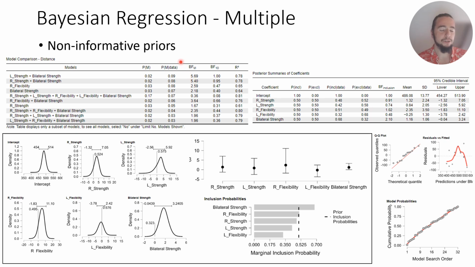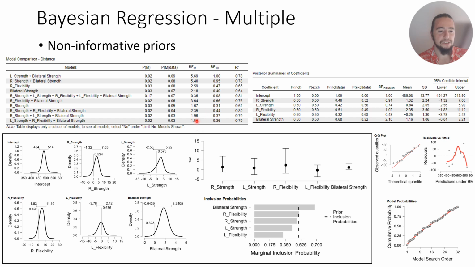And now we have the posterior probabilities of the model being true given the data. As you can see here, the highest of them is this one, that is only including this variable, and also this one that is including these 2 variables.